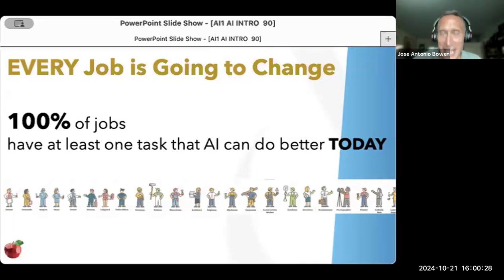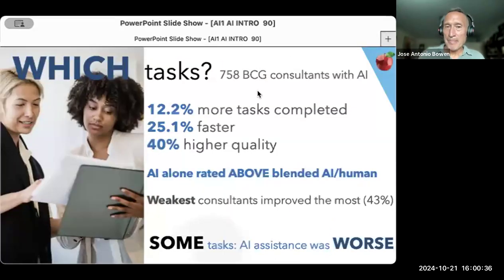I don't want to do marketing plans, I'm a musician. I can have AI do the marketing plan. It's not going to do concerts. So it's figuring out what are the jobs, what are the tasks.